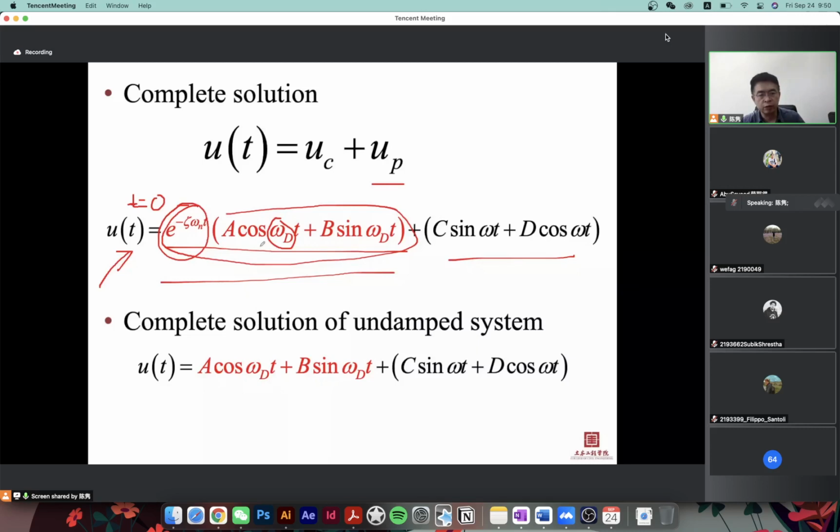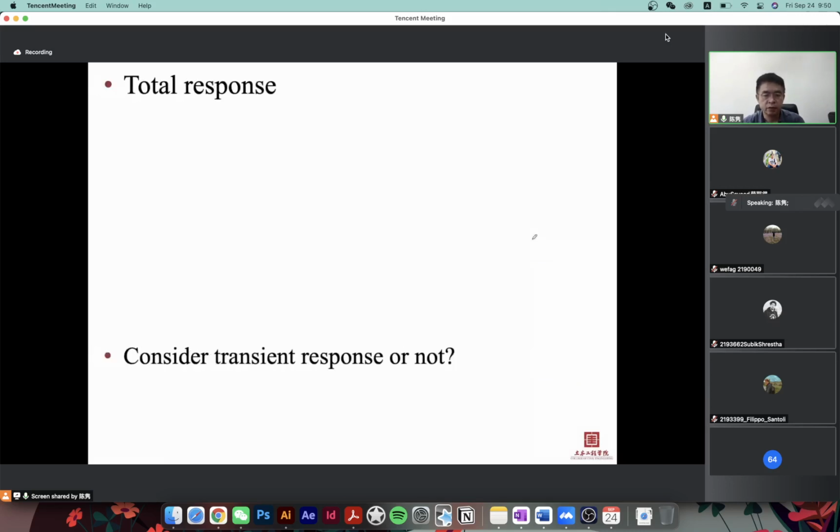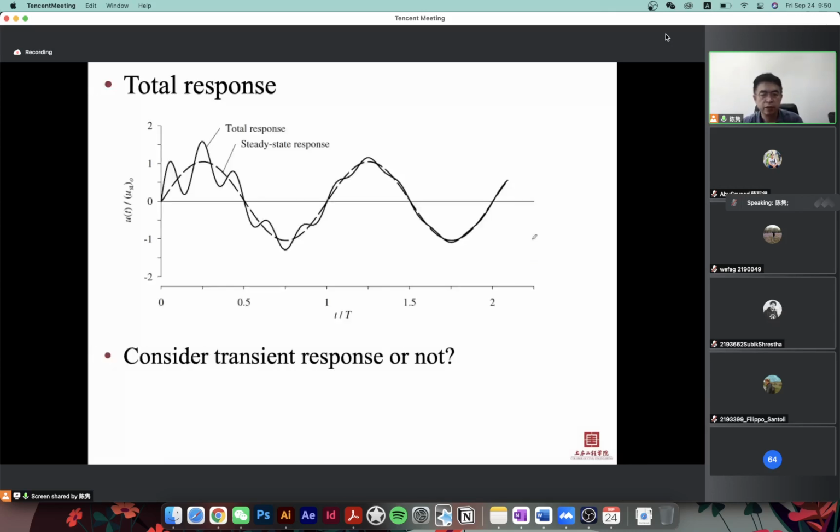Very few books will give you the expressions for A and B. You can get A and B by introducing the initial conditions here. You already know C and D, so you can have the expressions for A and B. So I just gave you the reason why our textbook doesn't give you the expressions for A and B.